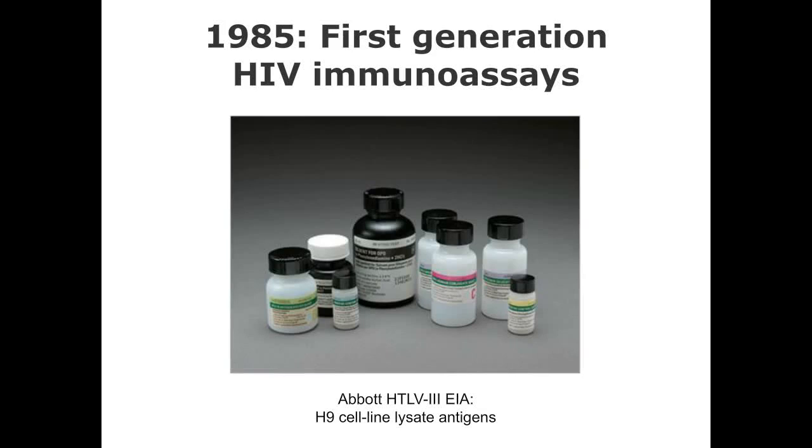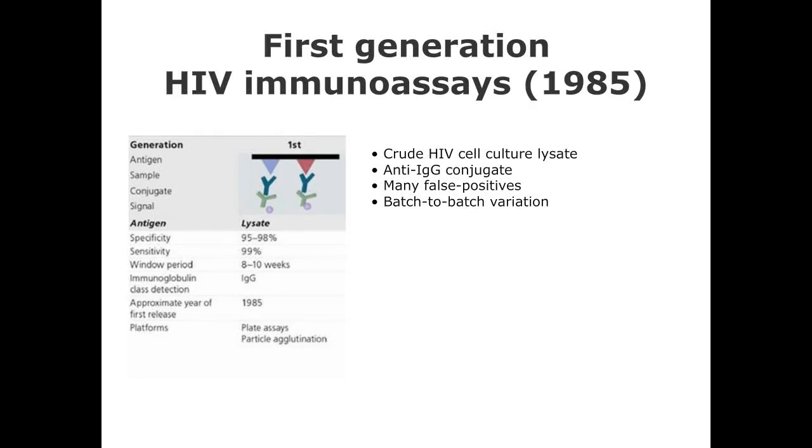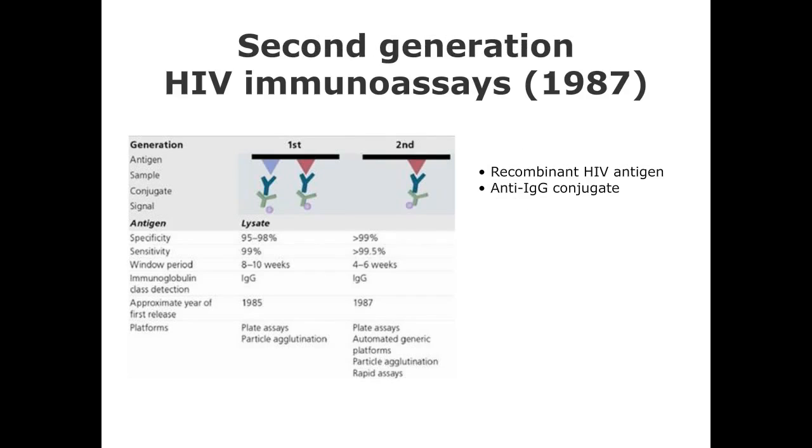So that was really a big deal, but it was only the first generation of HIV immunoassays. In fact, what was used as antigen was a fairly crude H9 cell line lysate with HIV. Which meant that although the sensitivity was not bad, 99%, the specificity left a lot to be desired. It was only 95 to 98%, and only IgG could be detected. So that was the first generation, which really suffered from many false positives and also from batch-to-batch variation.